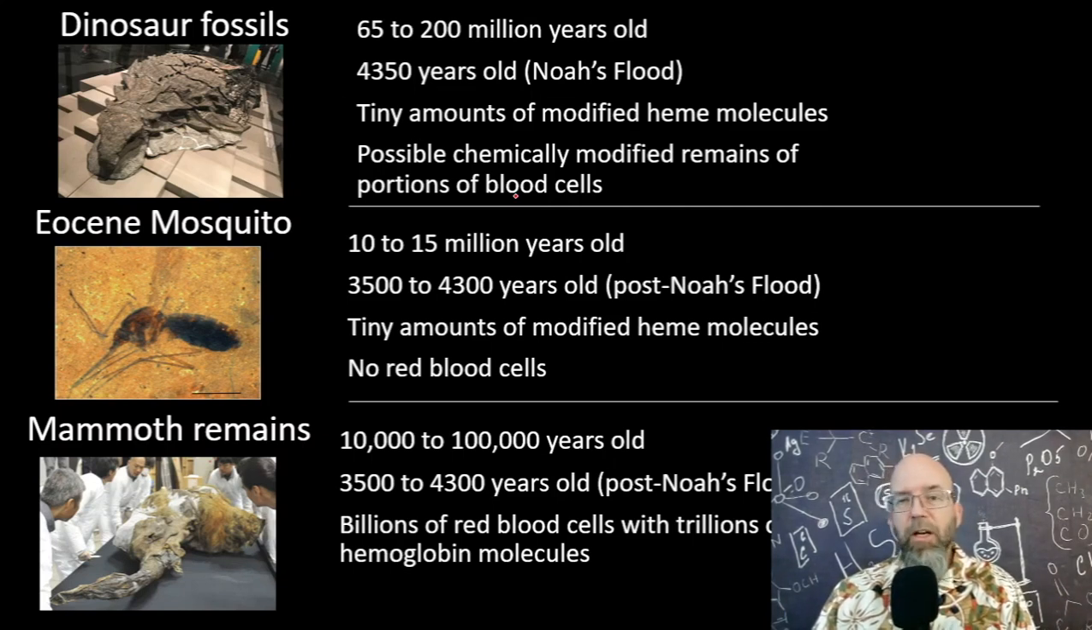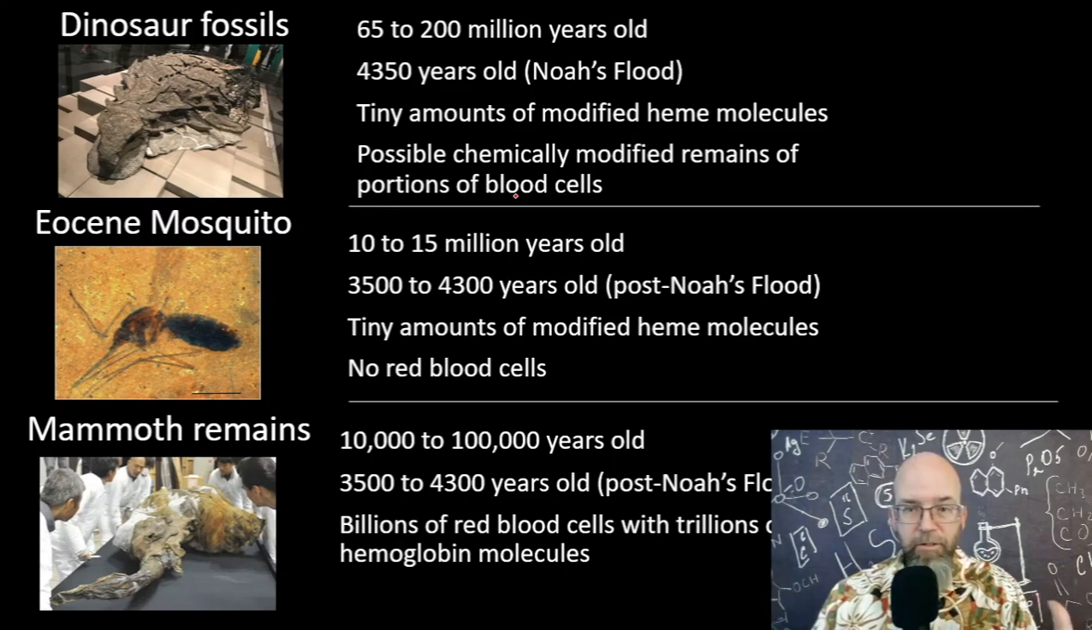Now, I threw in the mosquito for a reason. This mosquito is much younger. It's only 10 to 15 million years old, right? It's a youngster on the geological column. For young Earth creationists, it must be, say, 3,500 to 4,300 years old, maybe even 4,350 years old, right? Sometime very soon after Noah's flood. And the reason I say that is because they're found in post-flood sediments.